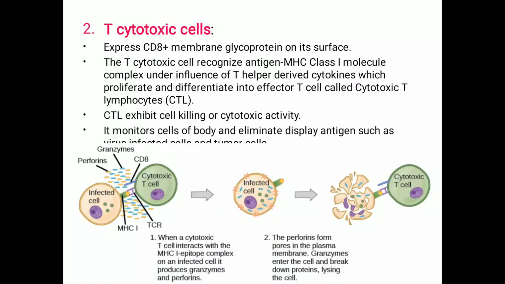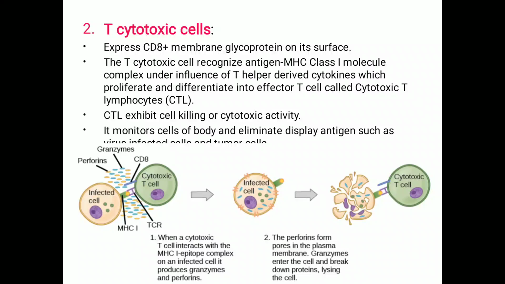When a naive T cytotoxic cell binds to antigen-MHC class I molecules, it becomes activated and differentiates into effector cells called cytotoxic T lymphocytes, also known as CTLs in short. The function of cytotoxic T lymphocytes is to kill cells that have been infected by bacteria and viruses. Also, these cytotoxic T lymphocytes are involved in killing tumor cells and transplanted foreign cells during graft rejection.